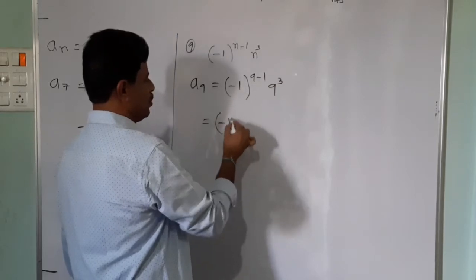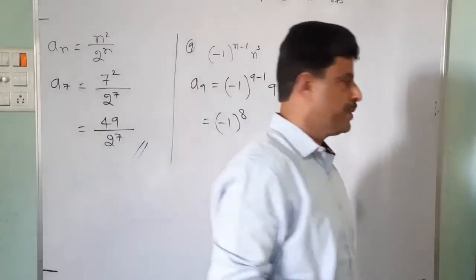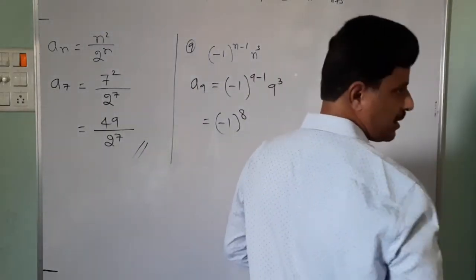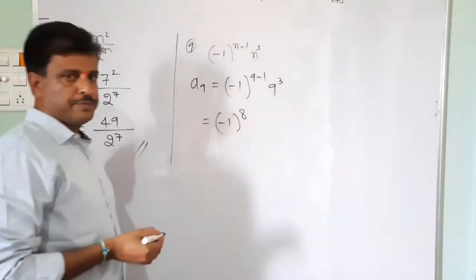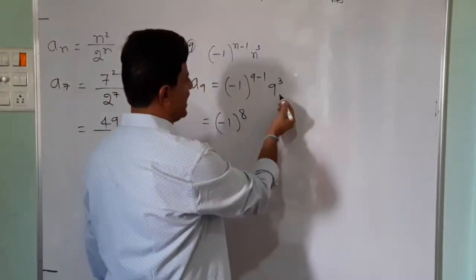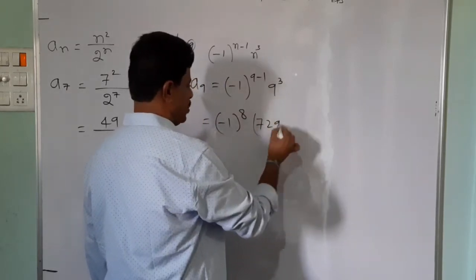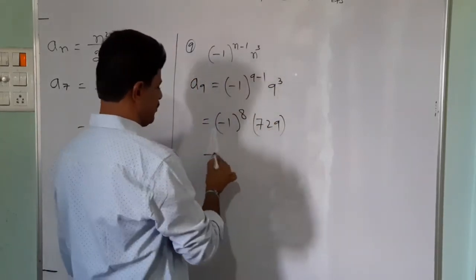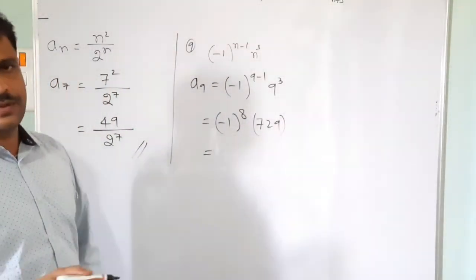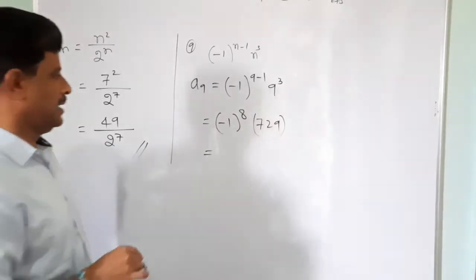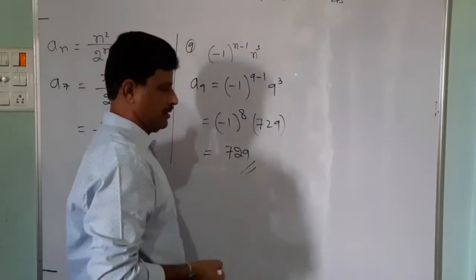So (-1) to the power of 8, times 9 cubed. 9 cubed means 9 nines are 81, and 81 multiplied by 9 is 729. Now (-1) to the power of 8: this is an even number, and even power means plus 1. Odd power gives minus. So the total result is 729.